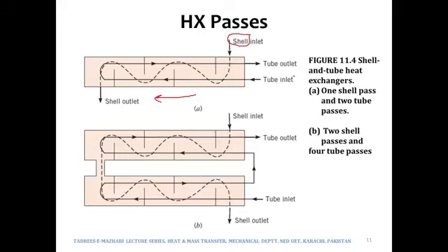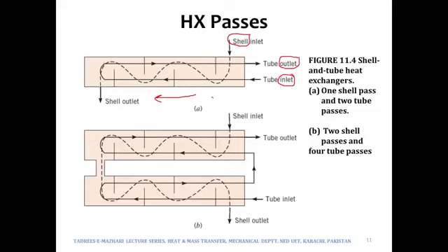So the shell side fluid remains flowing in negative x-axis direction. The tube fluid comes in and then it flows in negative x-axis direction, and then the tube takes a bend, so it changes its direction and then it flows in positive x-axis direction and then it goes out. So this would be called two tube passes.